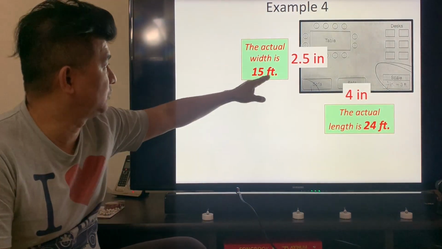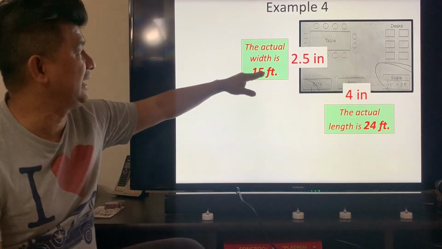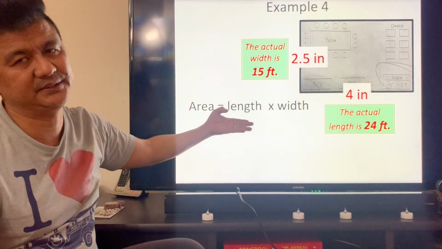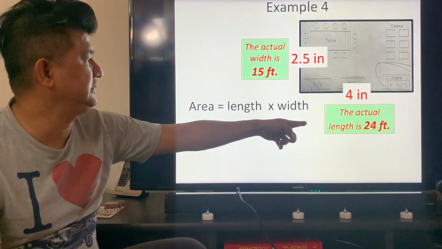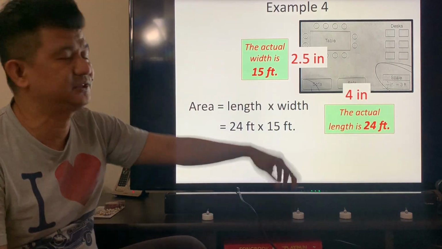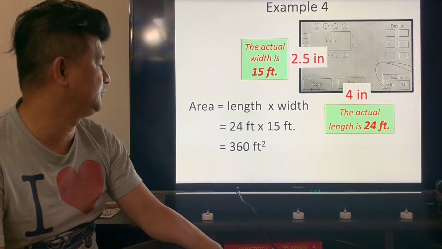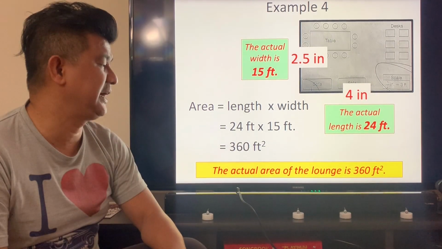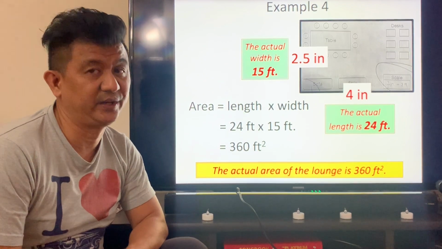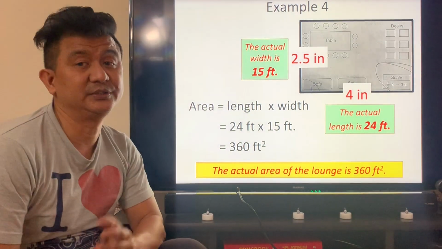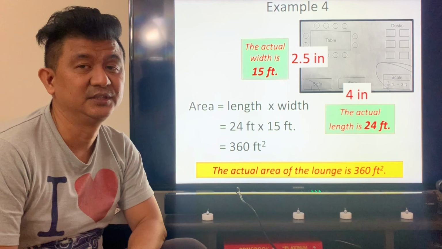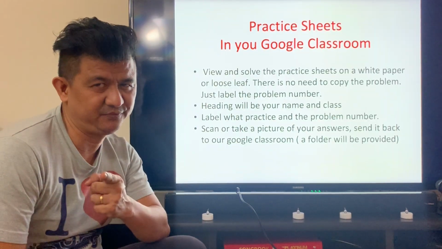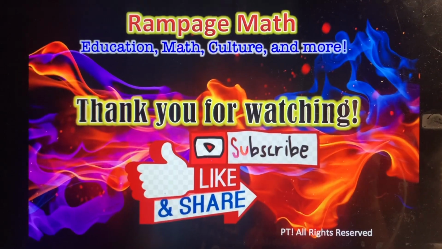Now we know the actual length, 24, and we know the actual width, 15 feet. To get the area, this is very basic, length times width. So the length is 24, the width is 15. Just multiply them and you get 360 square feet. So the actual area of the lounge is 360 square feet. So that's how we use scale factors in solving problems like this. All right? Practice until you make it perfect.